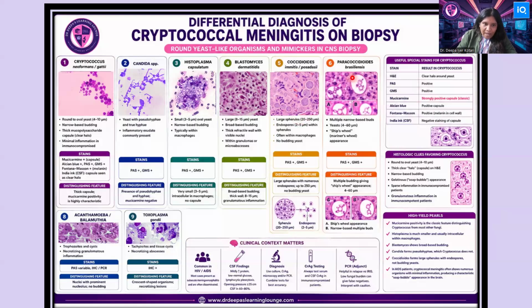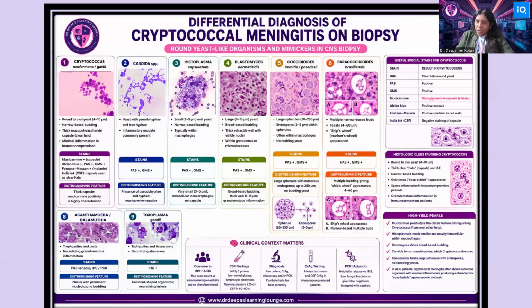And here I told you paracoccidioides have a cogwheel or mariner's wheel kind of appearance where you have a single mother cell and multiple budding yeast right surrounding it like a corona, right? So that is paracoccidioides. Acanthamoeba, I told you, you'll have a clear nucleus and a nucleolus in the Acanthamoeba, which is again a differential for granulomatous meningitis. It's not a fungus. And toxoplasma, I told you, has crescent-shaped tachyzoites that you can identify. So this is the entire differential of cryptococcal meningitis.